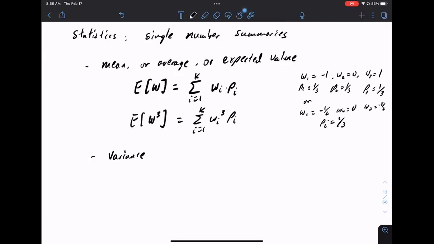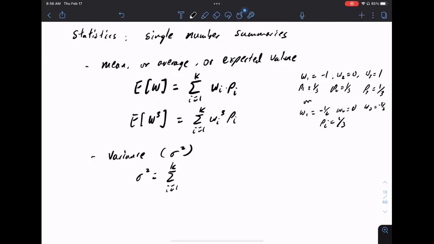Variance tries to measure how far away you are from the mean for each of them. This is the equation for it. It has a name called sigma squared. This is a very standard name, almost everywhere. Variance will be sigma squared.